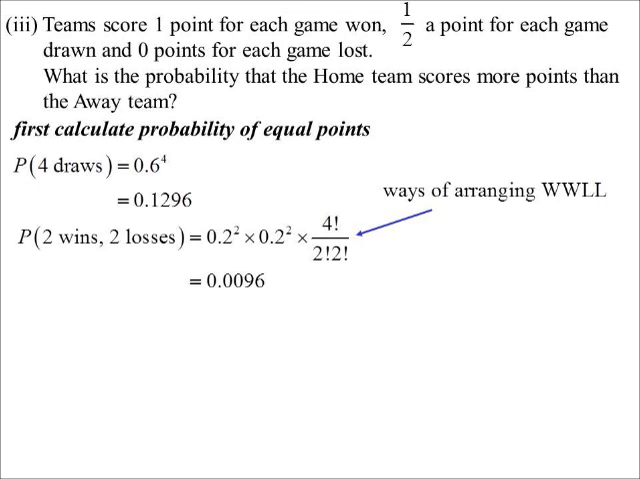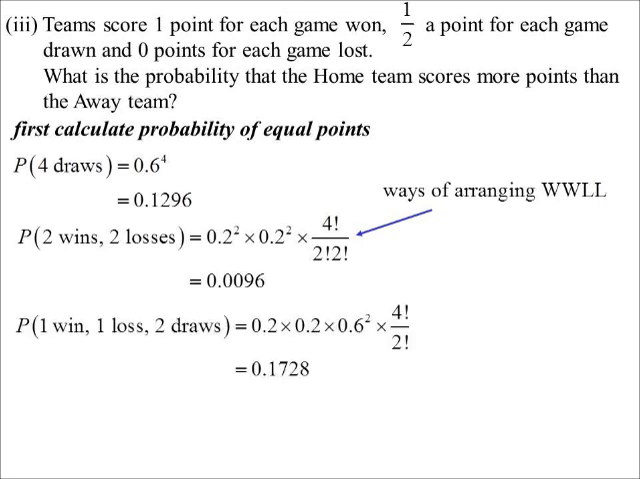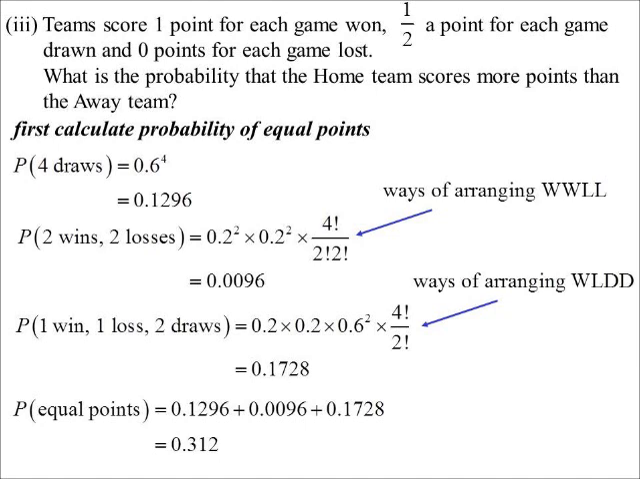How else could we get equal points? We've got 4 draws, 2 wins, 2 losses. I know. Yes, 1 win, 1 loss, 2 draws would be a possibility as well. 0.2 times 0.2 times 0.6 squared, but now times the number of ways we could arrange WLDD. So that's times 4 factorial over 2 factorial, and we get 0.1728. I think that's it. There's no other way we could get equal points, is there? I think that's it. So total them up, we've got 0.312.